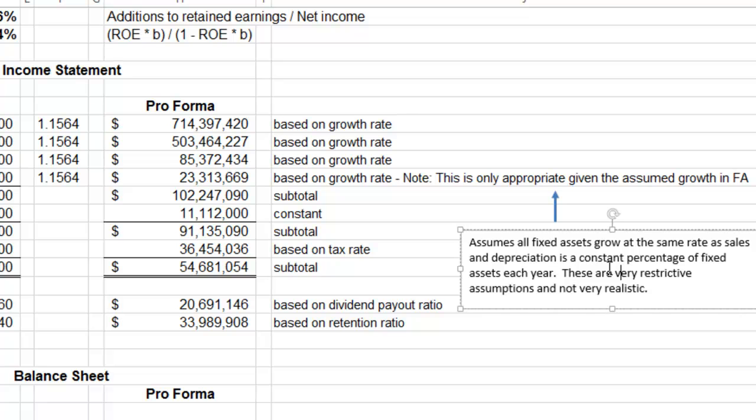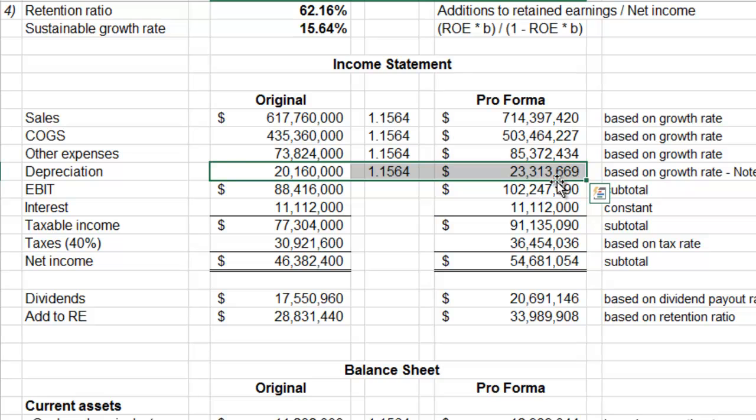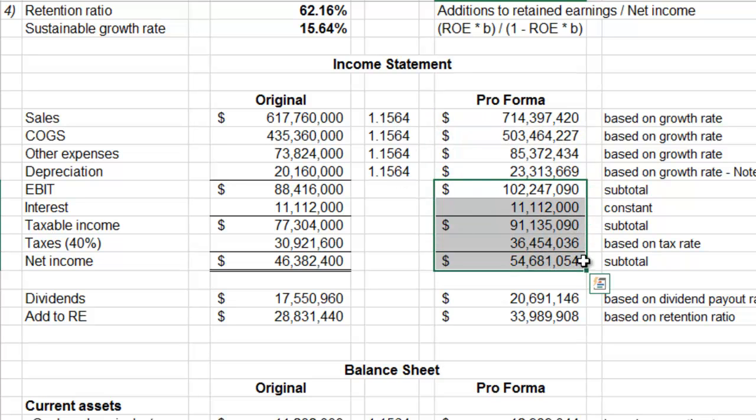Specifically, you can see in this little box, I tried to explain it, we're assuming that all fixed assets grow at the same rate as sales and that depreciation is a constant percentage of fixed assets each year. So if those two things are true, we can apply that growth rate to last year's depreciation to forecast next year's depreciation. Once we've got those top 4 items forecast based on the growth rate, the bottom half of the income statement just falls out as a result of mathematics.